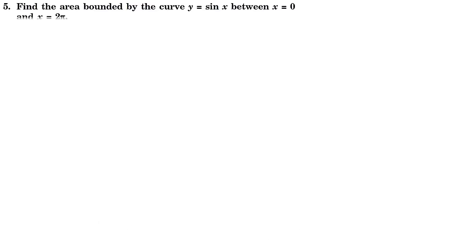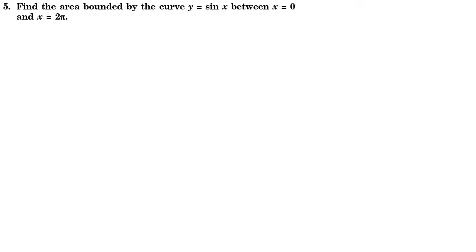Next we shall discuss question number 5. Find the area bounded by the curve y is equal to sin x between x is equal to 0 and x is equal to 2 pi. So here the limit is given from x is equal to 0 to x is equal to 2 pi. Find the area bounded by the curve y is equal to sin x.